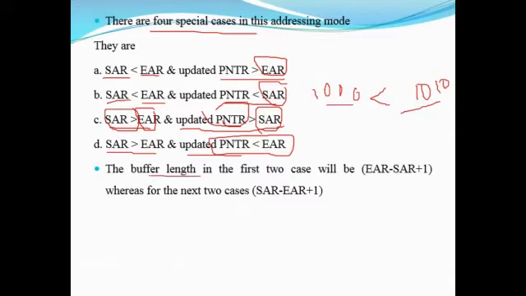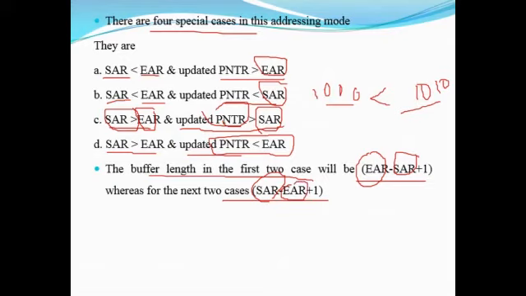The buffer length in the first two cases will be EAR minus SAR plus 1, whereas in the next two cases it will be SAR minus EAR plus 1, wherein in this case the end address is greater than the starting address, whereas in this case the starting address is greater than the ending address.